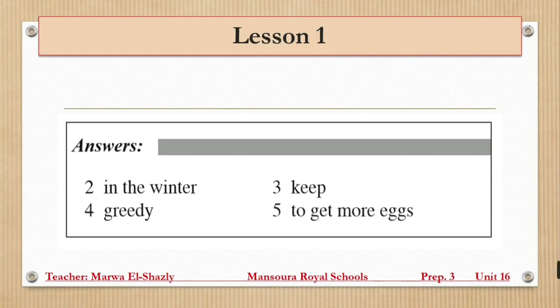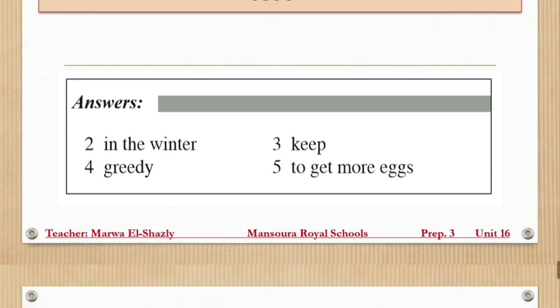Okay, now let's check the answers together. Number 2, in the winter. Number 3, keep. Number 4, greedy. Number 5, to get more eggs. Perfect, thank you, students.